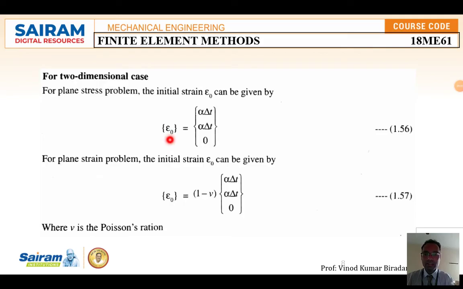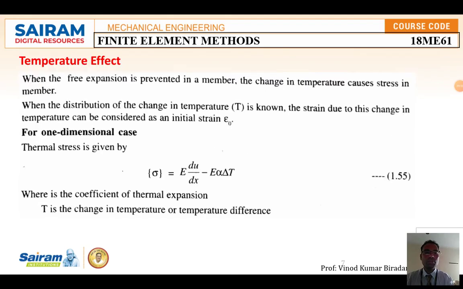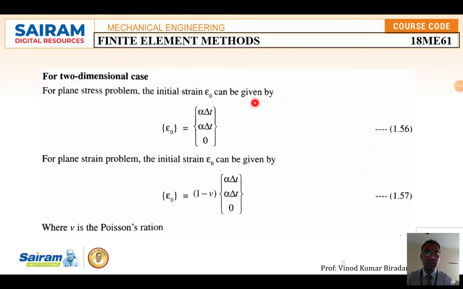Change in strain for the plane stress problem and the plane strain problem. In the plane stress problem, the z direction strain is considered as 0. Here alpha delta T for the first, x direction, and alpha delta T for the second, y direction, and z direction is 0. Similarly for the plane strain problem, here 1 minus gamma, where gamma indicates the Poisson ratio, alpha delta T1 or alpha delta T2, and the z direction component is 0. Give this as equation number 2, and equation number 3.